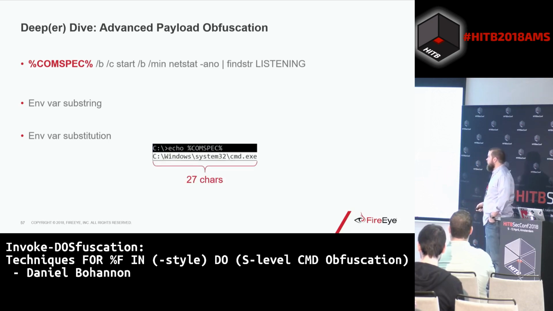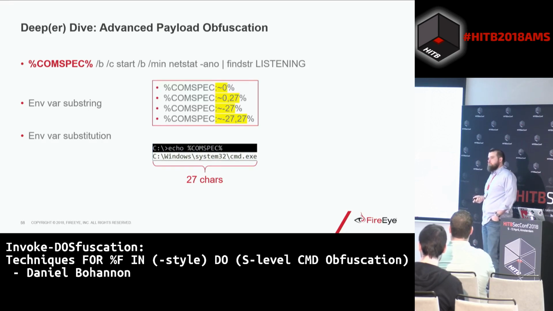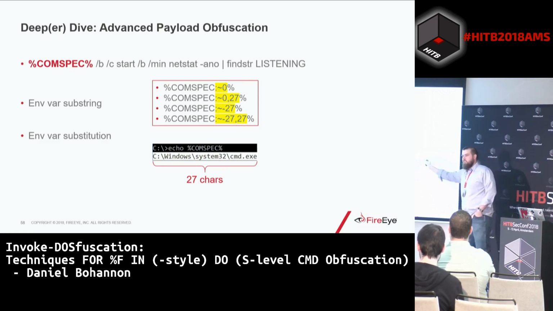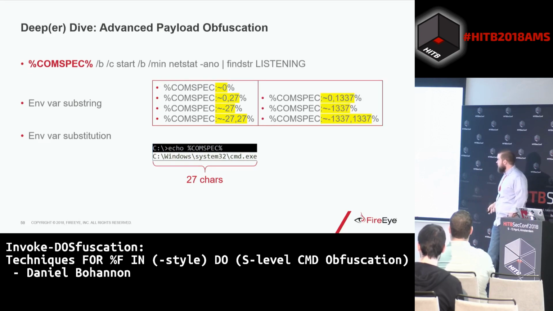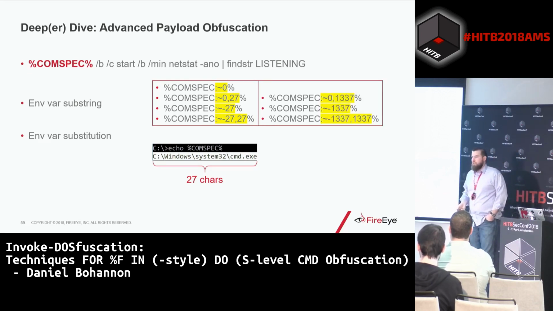One way is with these 27 characters, we can use substrings that will still produce those same 27 characters. So I'm saying, give me the environment variable comspec and give me the substring starting from the 0th index going 27. Or starting with a negative, starting from the end and going back 27 characters and then giving me the next 27. These four will still produce the exact same value. In addition, we can use even larger values and start from the 0th and go out 1,337 characters. It doesn't matter. It's going to give us the same value, which is the path to cmd.exe.